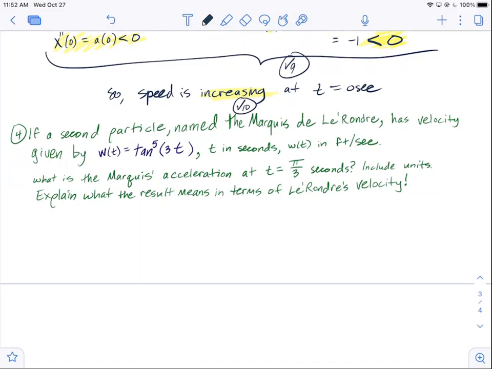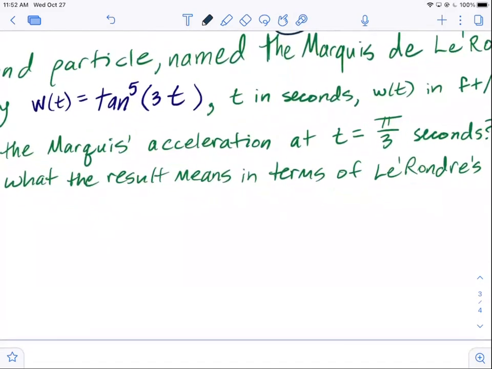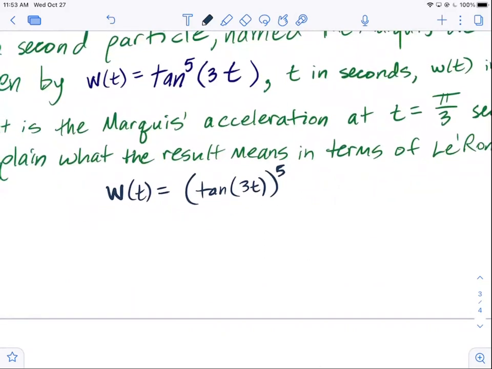All right, so we need to know his acceleration at pi thirds. So the first thing we need to do is find his acceleration in terms of t. So let me go ahead and rewrite this. w of t equals parentheses, tangent of parentheses 3t close, to the 5th. And if you want to see a good execution of this derivative, you can look at Bendelay's paper. I just happened to walk by. He was in the front row. And man, he had some boss multiplication dots there. And I liked it.